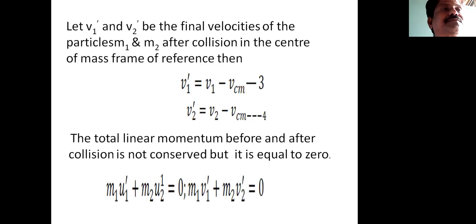Now let us denote V1 dash and V2 dash to be the final velocities of the particles M1 and M2 after collision in the center of mass frame of reference. Then V1 dash equals V1 minus VCM, let's say the third equation. Similarly, the velocity of the second particle in the center of mass frame of reference, V2 dash, equals V2 minus VCM.